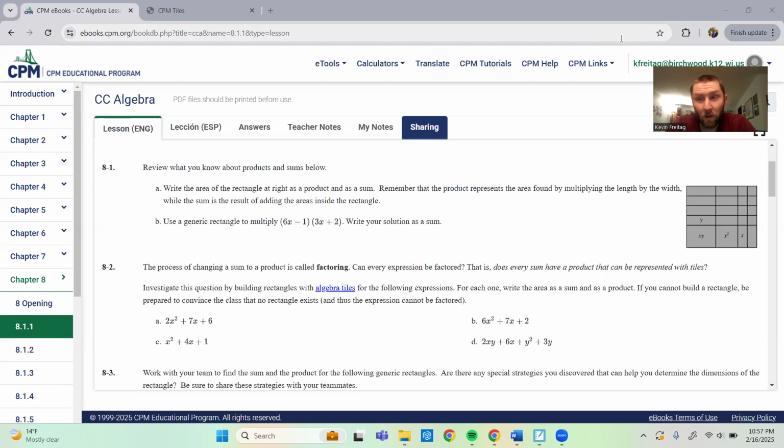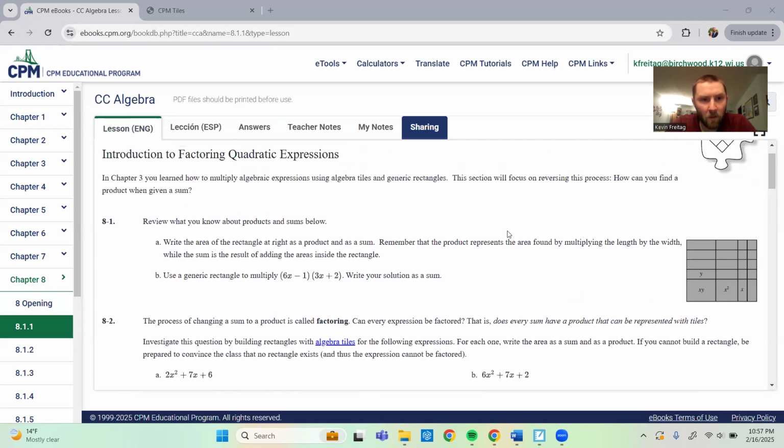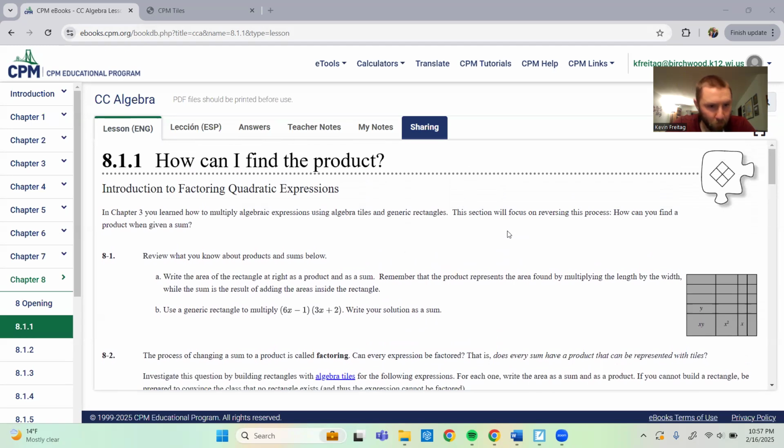Either way, I'm not going to be there, so I want to be with you digitally for a little introduction to Chapter 8. So hopefully you can see my computer screen here with the beginning of Chapter 8 open in your textbook. Section 8.1.1. You get to start Chapter 8 today.